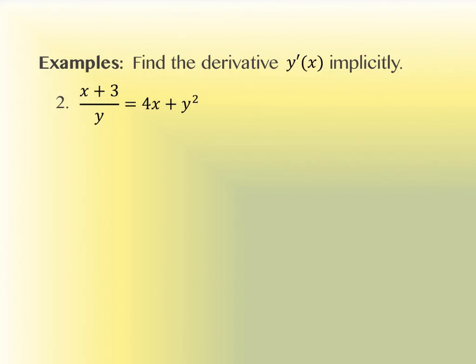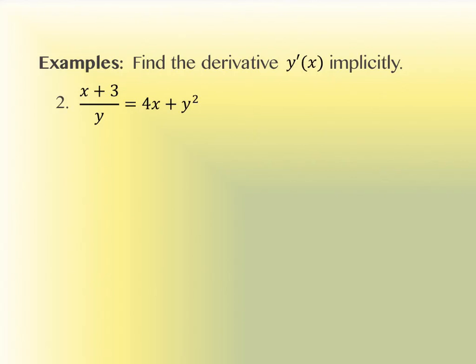All right, so we're going to do a derivative. This says find the derivative of y prime of x implicitly. This is x plus 3 over y equals 4x plus y squared. Now there's lots of things you could do, so let me make one mention here.